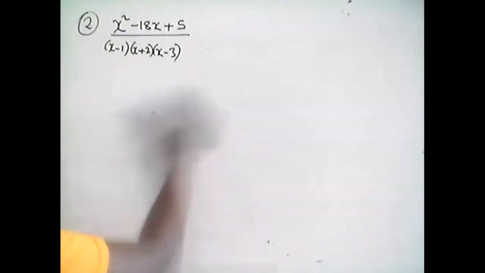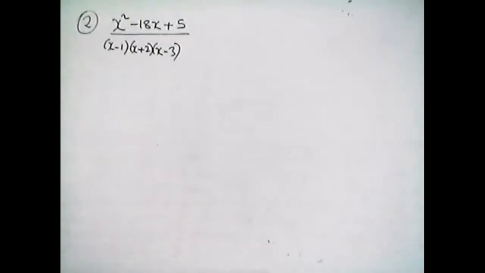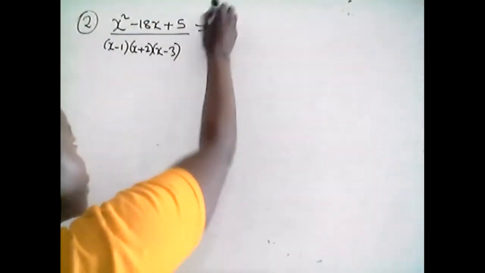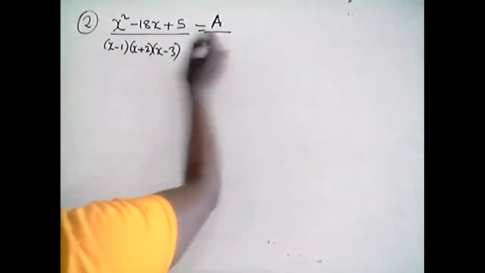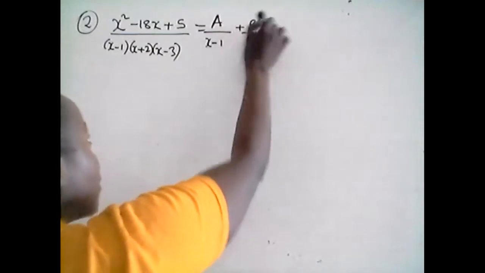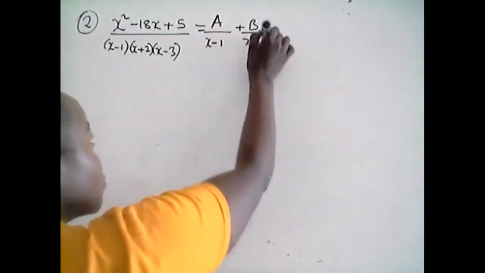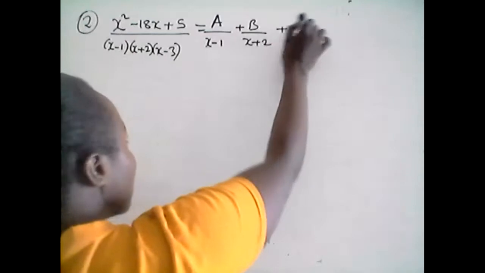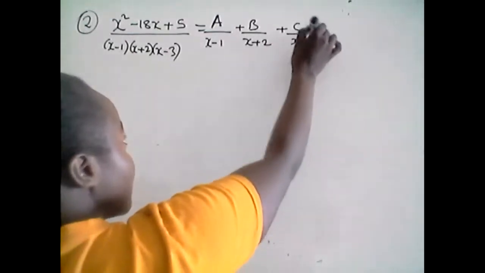So let's start. Since it's linear and we have three factors, we are expected to have A, B, and C. So this is equal to A over x minus 1, plus B over x plus 2, plus C over x minus 3.